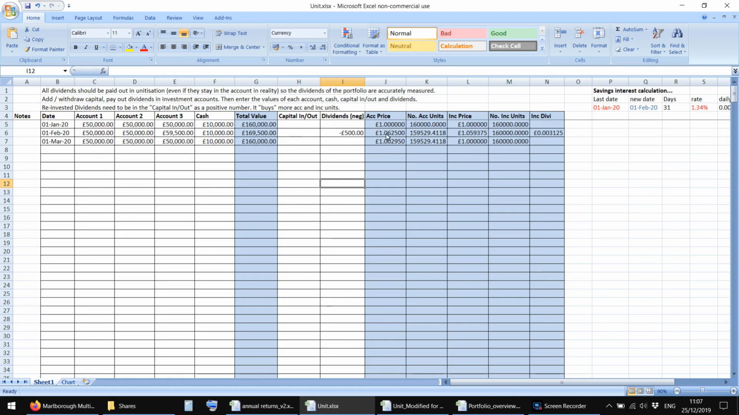It adjusts itself because it keeps the accumulation unit the same, and it does that by changing the number of units of the accumulation fund that you own. So it's reduced the number of units. So that if you multiplied that number by that number, it would end up being 169,500. Equally, if you multiplied that number by that number, it would equal that as well. So it keeps everything in equilibrium.